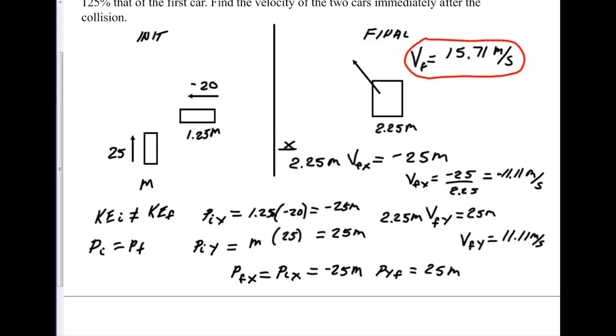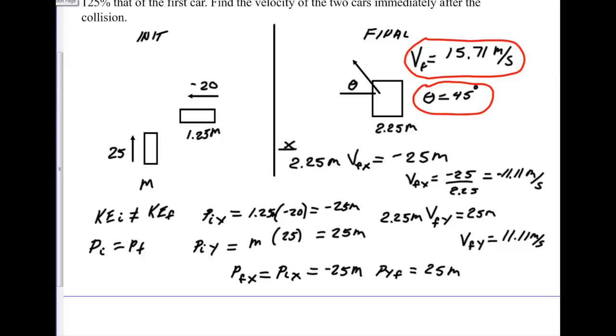To get the direction, then all we really need to do is look for this angle here. And I'll make this theta. So theta in this case would equal the inverse tangent of 11.11 divided by 11.11, which obviously is going to give us 45 degrees. So then theta is equal to 45 degrees, or 135 degrees coming off of the positive x-axis. Again, very straightforward, and this is really the approach you follow when you're doing inelastic collisions.